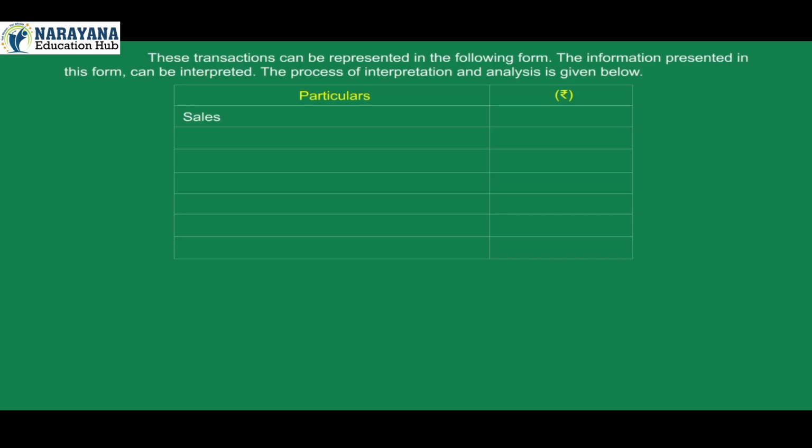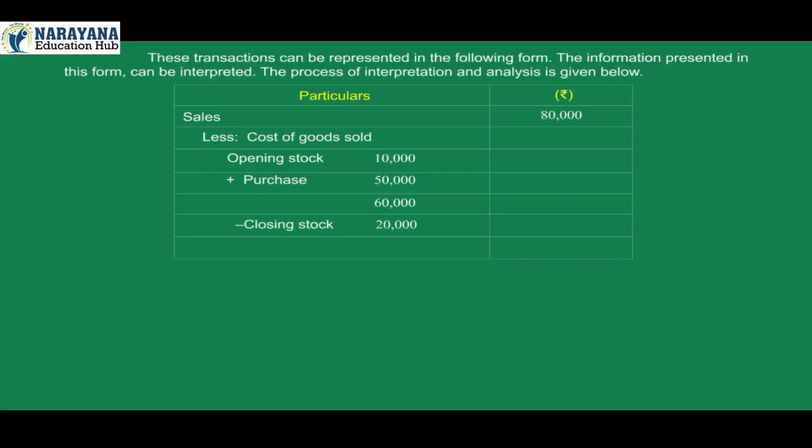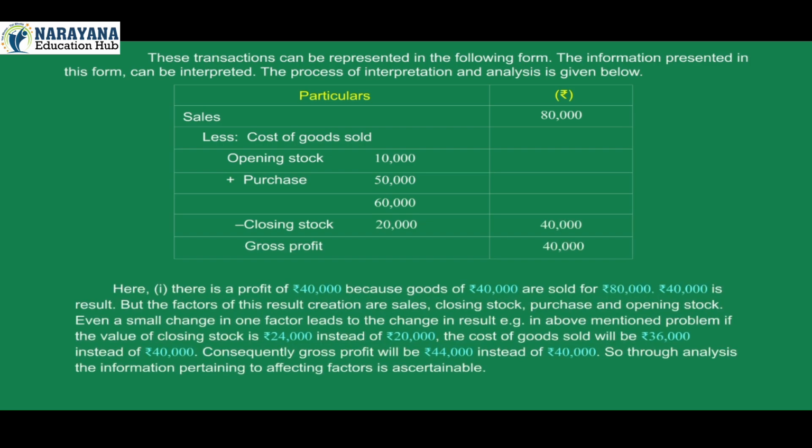These transactions can be represented in the following form. The information presented in this form can be interpreted. The process of interpretation and analysis is given below. Particulars. Sales 80,000, less cost of goods sold: opening stock 10,000 plus purchase 50,000, total 60,000, minus closing stock 20,000, gives 40,000. Gross profit 40,000.